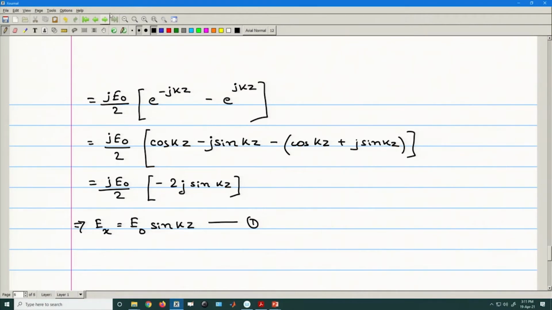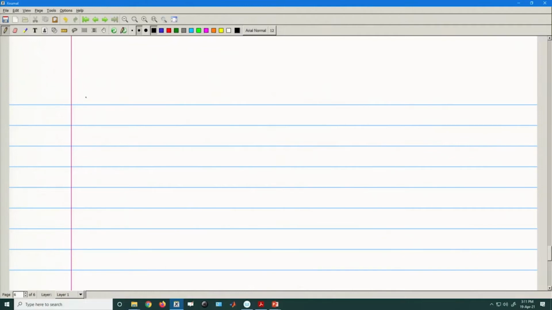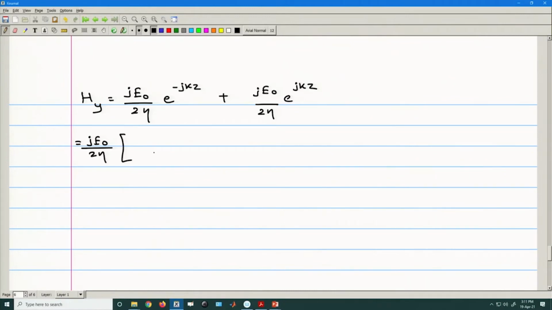Now, similarly, we will calculate Hy. To start with, we can write Hy as jE0/(2 eta) e^(-jkz) plus jE0/(2 eta) e^(jkz). Simplifying in a similar manner, we get jE0/(2 eta) times [cos kz minus j sin kz plus cos kz plus j sin kz].